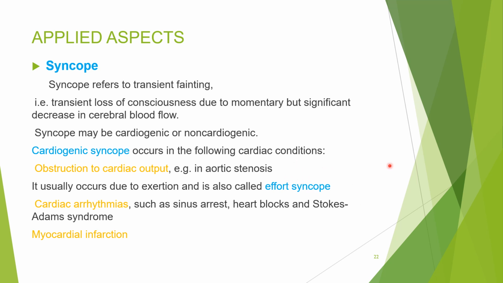So we have seen because of the obstruction to cardiac output, it may lead to decrease in the cerebral blood flow, leading to syncope, and may be due to cardiac arrhythmias such as sinus arrest, heart blocks, Stokes-Adams syndrome. So because of many pathologies in the heart, like obstruction to cardiac output, cardiac arrhythmias, and myocardial infarction, all this will lead to cardiogenic syncope. That is because of the heart pathology, the brain is not getting enough blood supply.